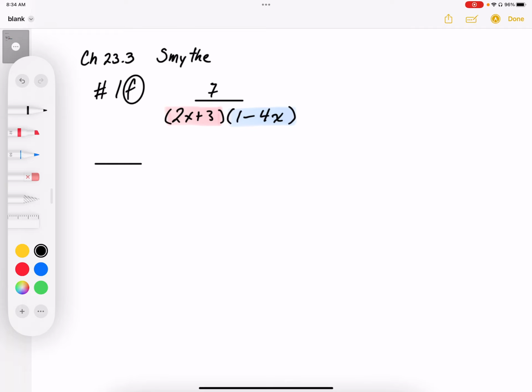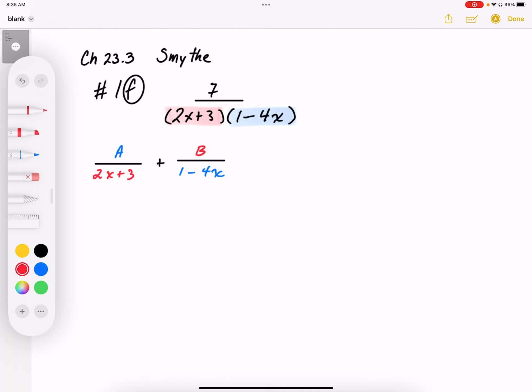To decompose this fraction into its partial fractions, we first have to recognize the denominators and the factors in the denominators. So here we have 2x plus 3 and 1 minus 4x in the denominator. I'm going to write those factors in their partial fraction form: 2x plus 3 plus 1 minus 4x. And then I'm going to put the coefficient a here and coefficient b here.